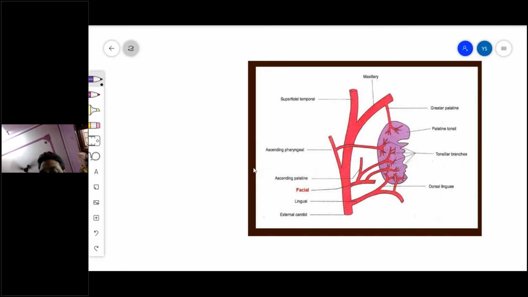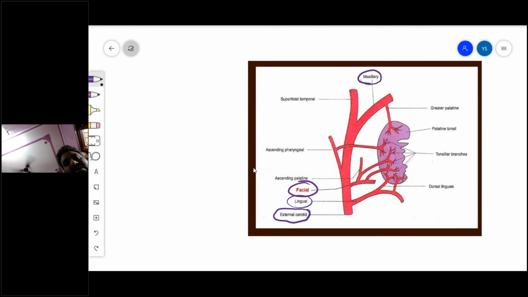First one, facial artery, lingual artery, and a direct branch from the external carotid artery. And also we can see a branch from the maxillary artery. These are the branches supplying the palatine tonsil.